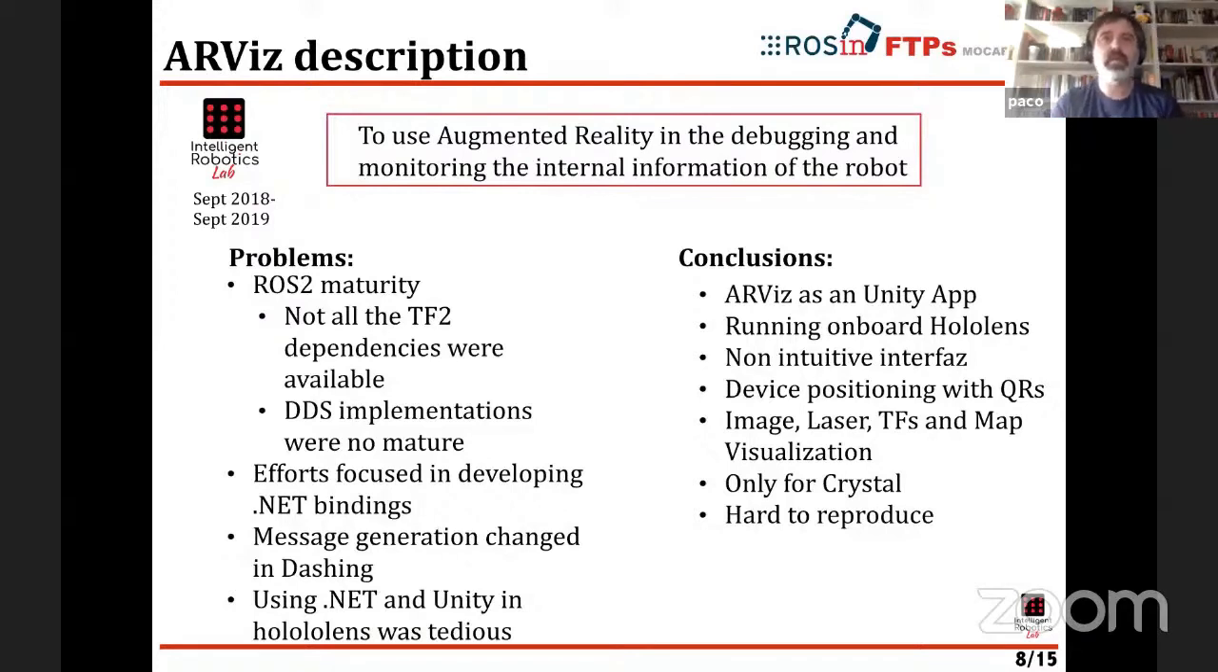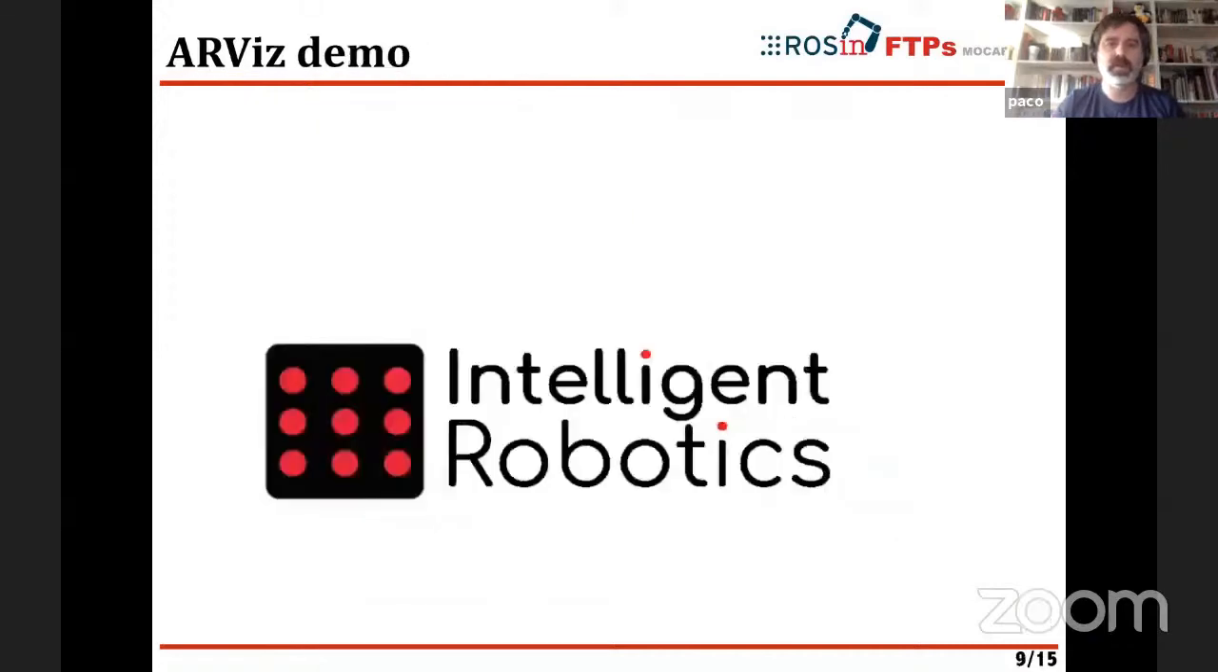The result was not entirely satisfactory. We achieved the project's objective, but we did not achieve a replicability level to be adopted by the community. Still, we believe we have started the way for other subsequent projects. Microsoft is currently collaborating in the .NET binding for ROS 2, and some groups have later achieved a more straightforward procedure to integrate ROS 2 and Unity. Next, I'm going to show you a couple of videos.